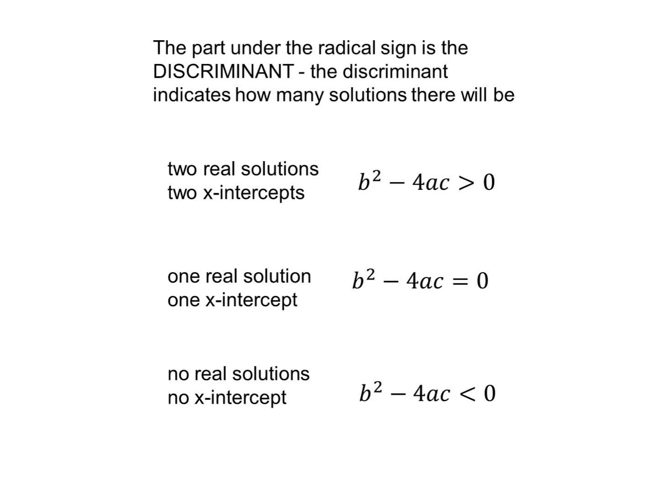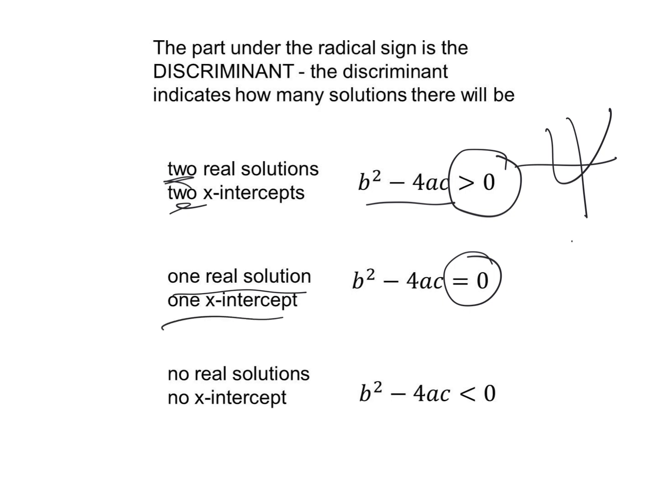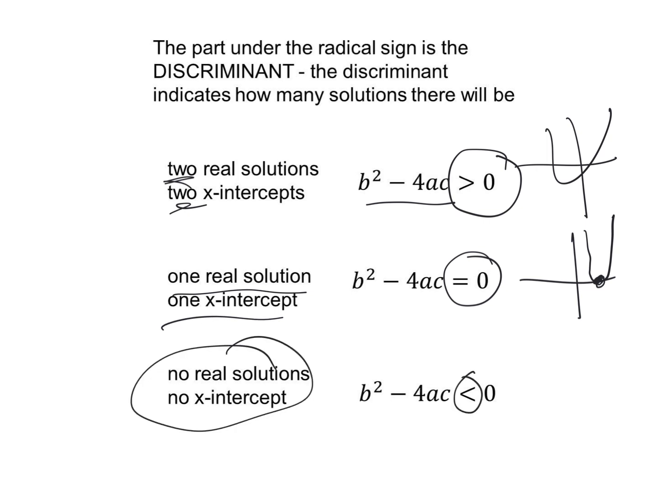The part under the radical sign of the quadratic formula is called a discriminant. This discriminant indicates how many solutions there will be. If it's greater than 0, when you simplify it, there are 2 real solutions, 2 x-intercepts. If it's equal to 0, it's 1 real solution, 1 x-intercept. And if it's less than 0, that means there are no real solutions, because remember, that is the part that's under the square root sign, and if it's less than 0, it's a negative, and you can't take a square root of a negative number. You end up with an imaginary number, and there are no real solutions because it doesn't cross the x-axis.